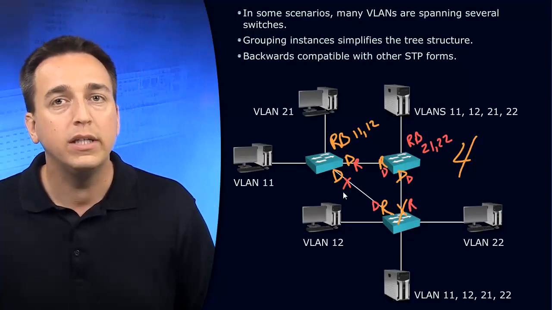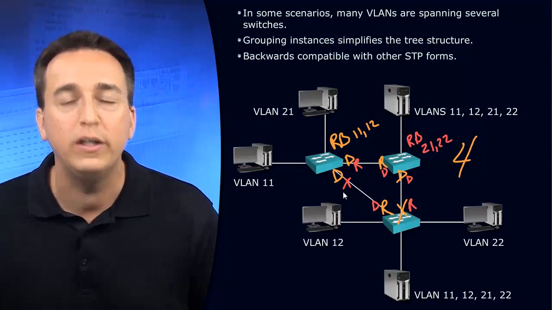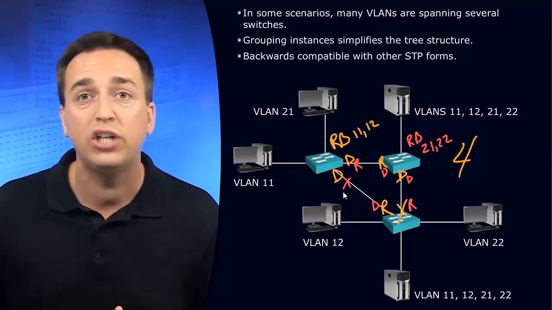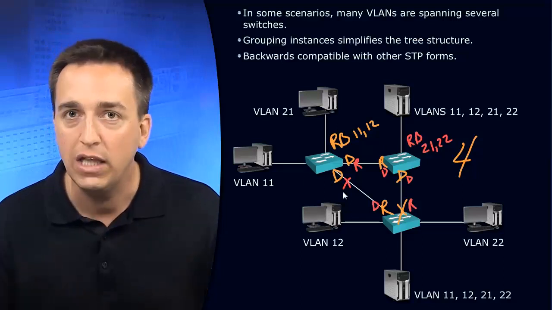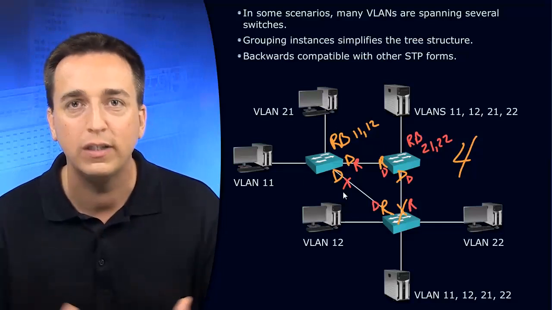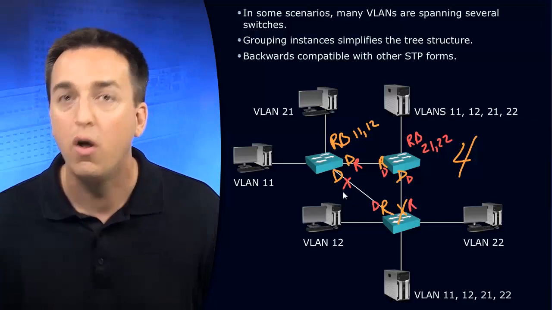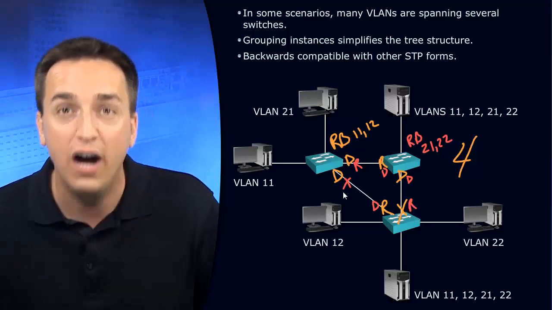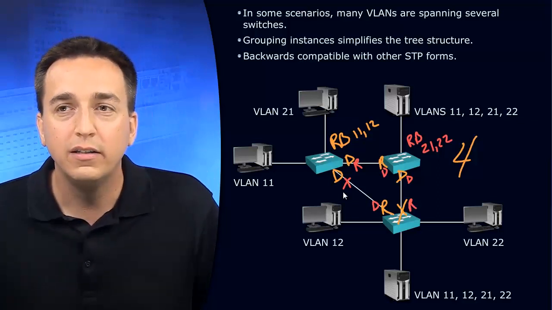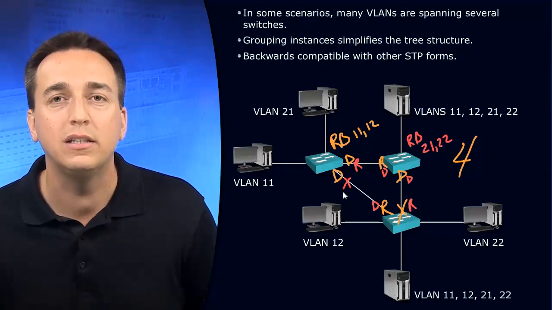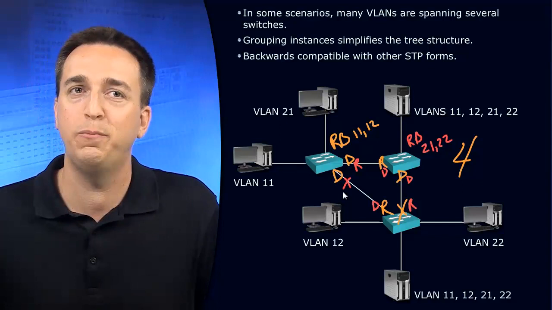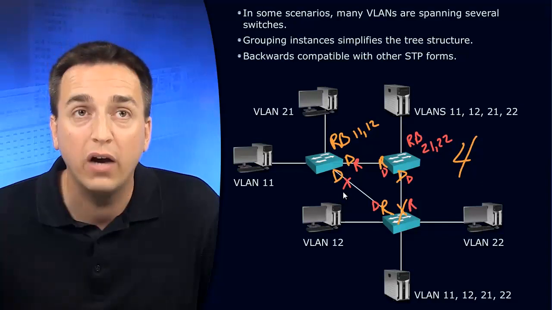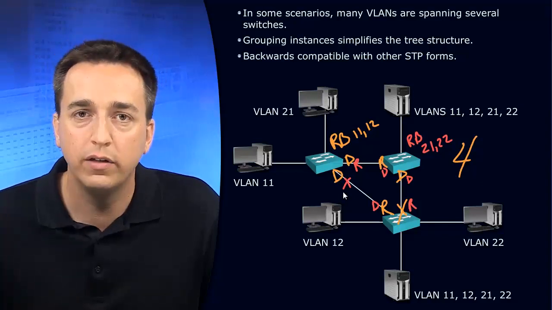But since there's a different spanning tree instance for each and every single VLAN, if a topology change happens, the switches have to calculate on a VLAN by VLAN, spanning tree instance by spanning tree instance basis. So we could have 500 different spanning tree instances that have to be recalculated if an issue happens within our topology. And that can be very resource intensive.